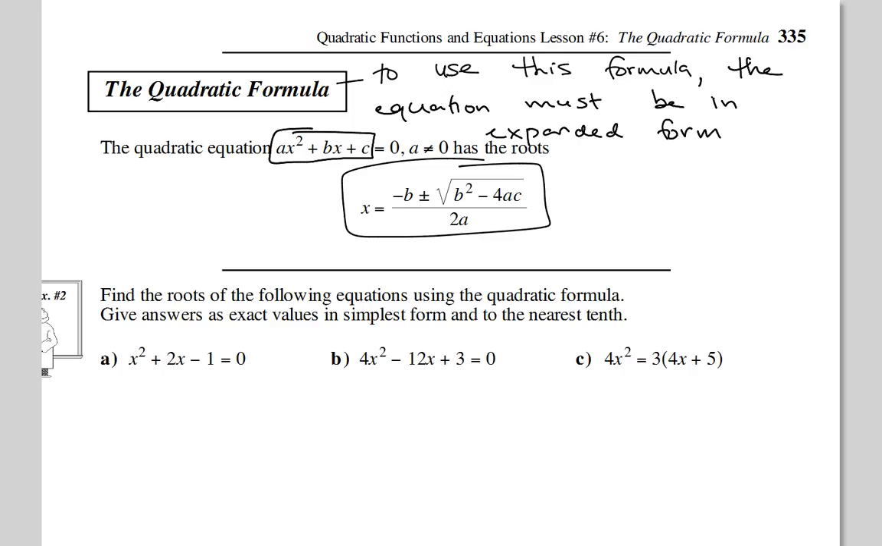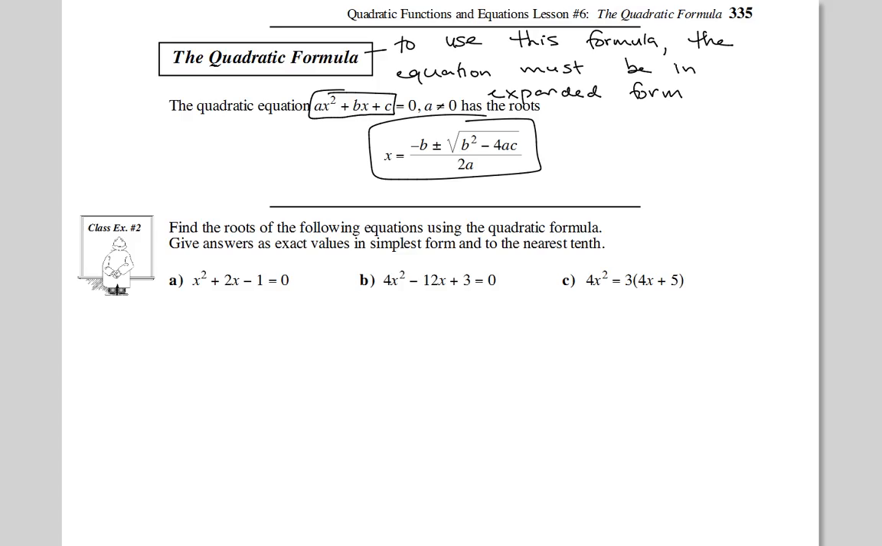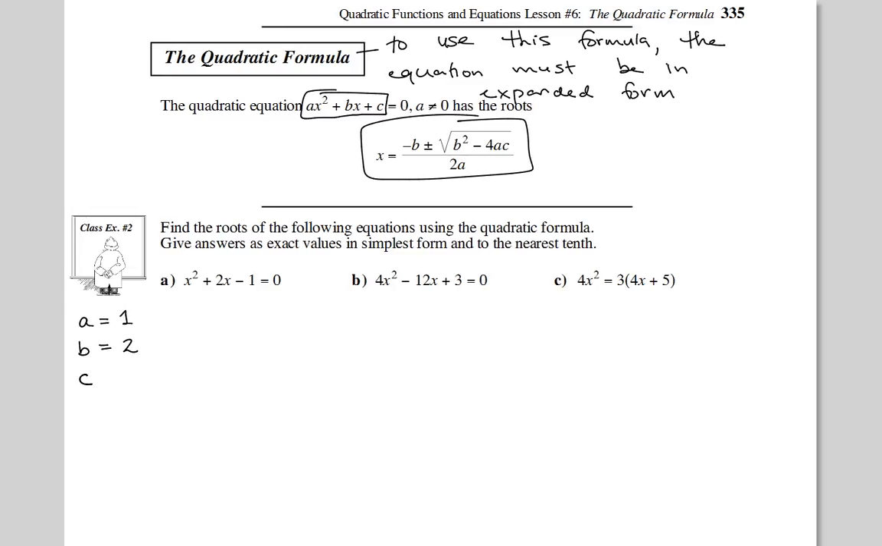So at first, when you're first getting used to this, I would recommend that you just jot down the variables. A is 1 in this example, B is 2, and C is -1. I would recommend that just at the beginning, so you don't get messed up or confused about the negatives.